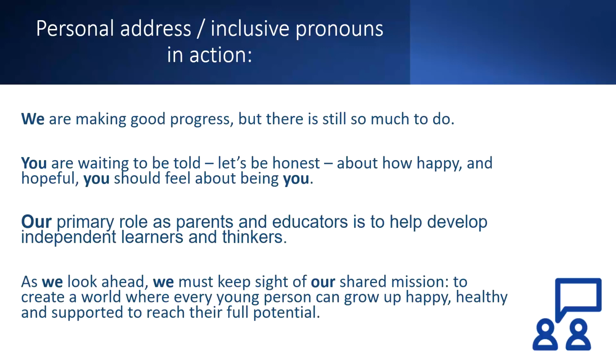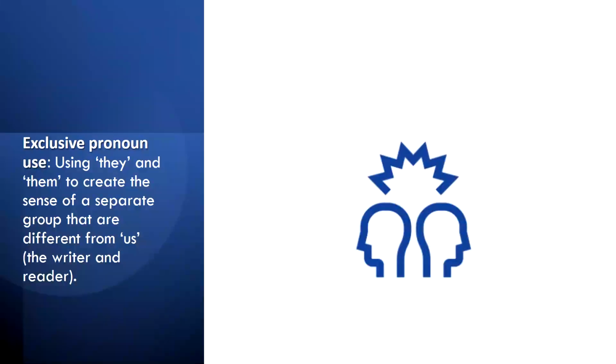Now similarly, still using pronouns, you can then use exclusive pronouns to create a different effect. Because if you're using words like they and them rather than I, us, we, what you can do is create the sense of a separate group that are different from us, different from the writer and the reader. And that can be really helpful when you're trying to put across an argument where there might be a different point of view, a group of people who you want to set up as being different and not as included in what you're saying.